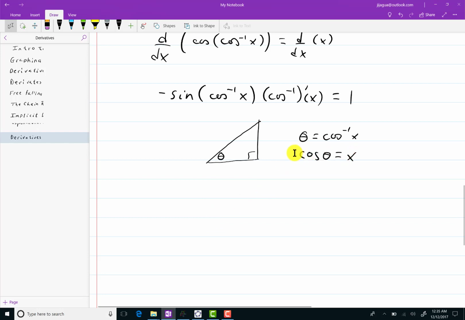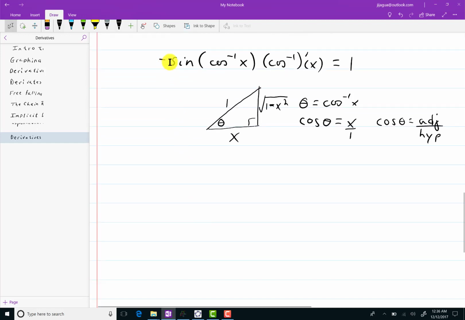Well, you know that cosine of theta equals, let me see, adjacent over hypotenuse. Well, one way to make that happen is if I thought of x instead as x over 1. I could label this triangle with x as the adjacent side and then 1 as the hypotenuse. And then use the Pythagorean theorem to get the other side as the square root of 1 minus x squared.